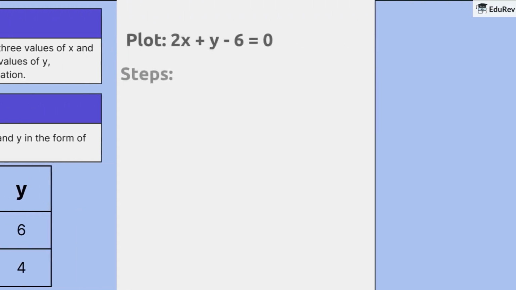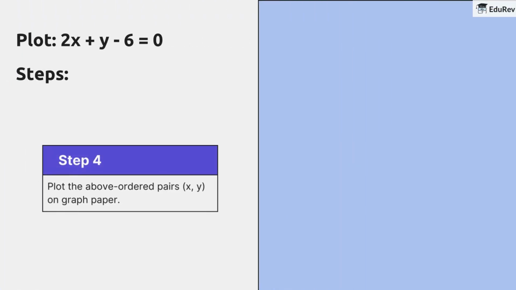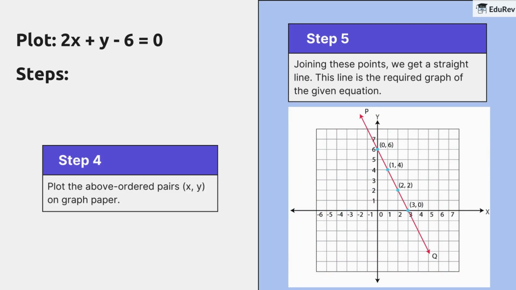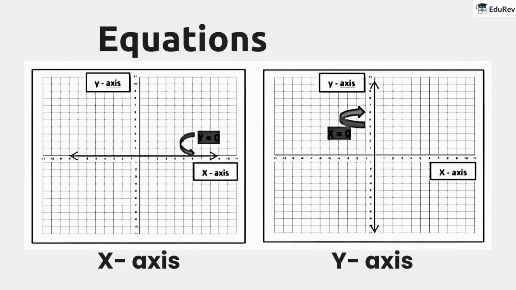Step 4 is plot the above ordered pairs, x, y, on graph paper. And the last step is joining these points, we get a straight line. This line is the required graph of the given equation. Now, let's look at the equations of line on the graph. For x-axis, the equation is y is equal to 0. For y-axis, the equation is x is equal to 0.